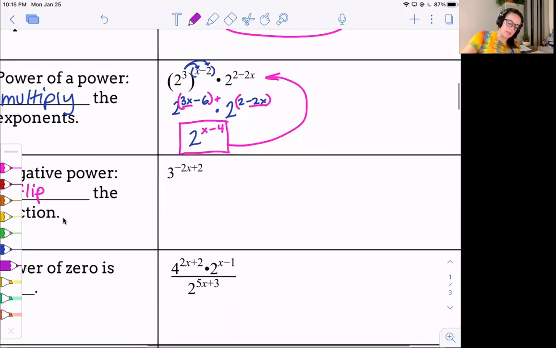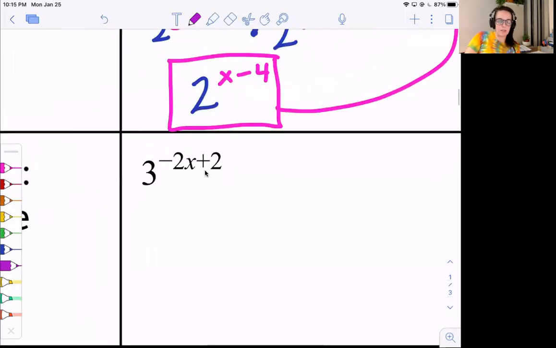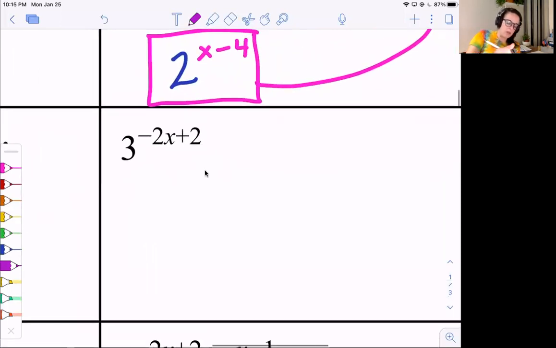So if I'm thinking about this one here, I have 3 to the power of negative 2x plus 2. Note that this one is negative, but this one is not. So I'm going to need to factor out that negative first. So this is like 3 to the power of negative, 2x minus 2, like so. If I multiplied this negative back in, it would create this here. So I know that these are equivalent.